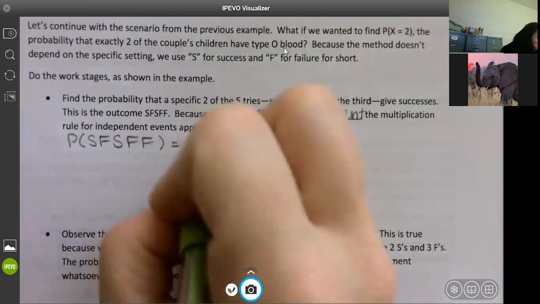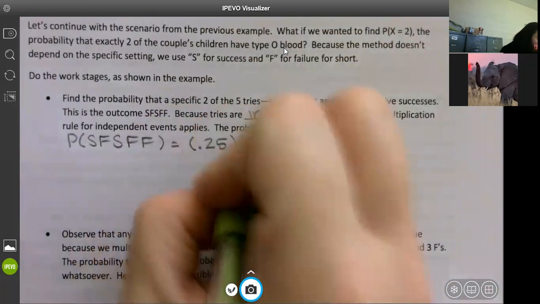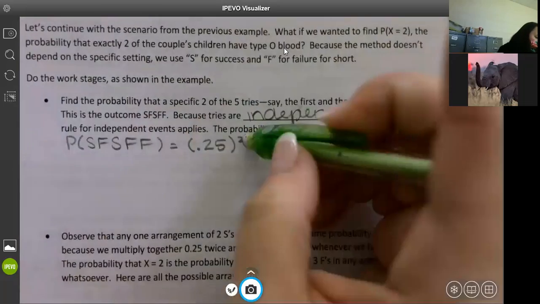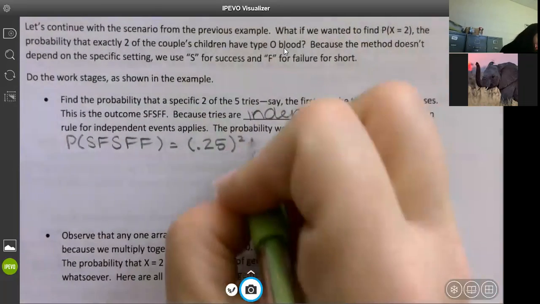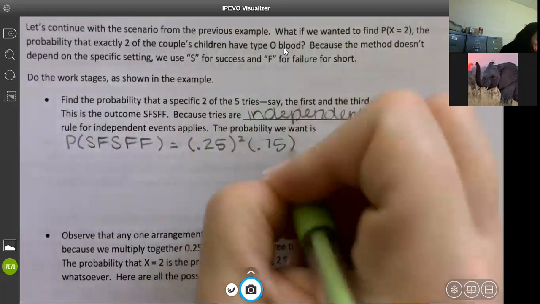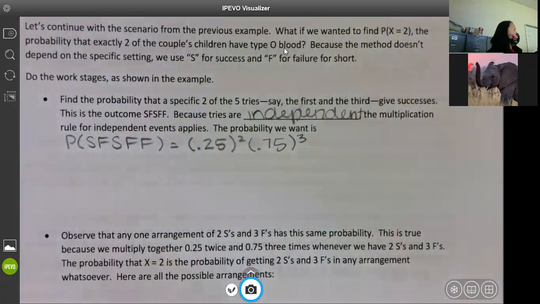We have 2 successes and 3 failures. That's what we did on the last one. Everybody knows where that comes from, right?